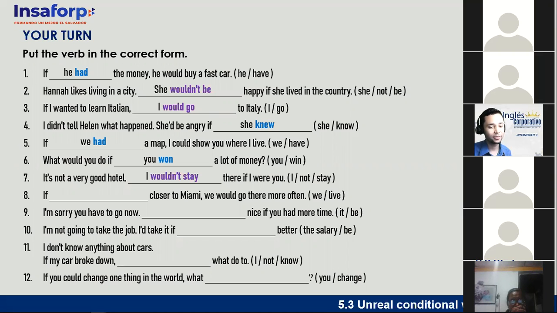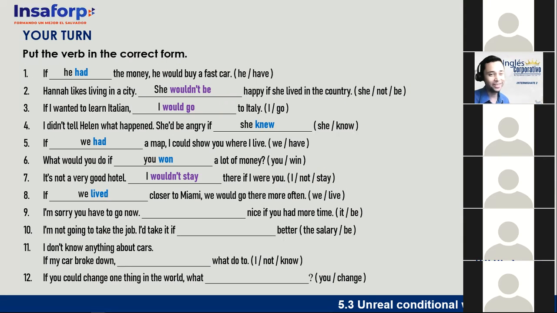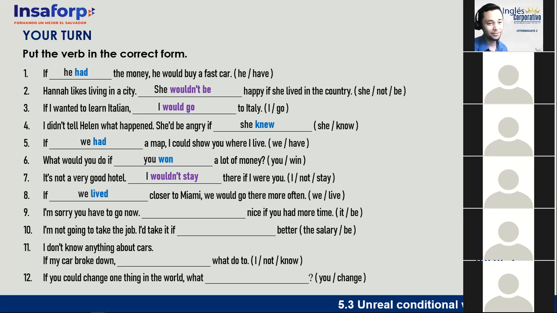If we lived closer to Miami... And the rest of the sentence? We would go there more often. Yeah, thank you. If we lived closer to Miami, we would go there more often. Thank you very much. Ciro? Number nine. I'm sorry, you have to go now.